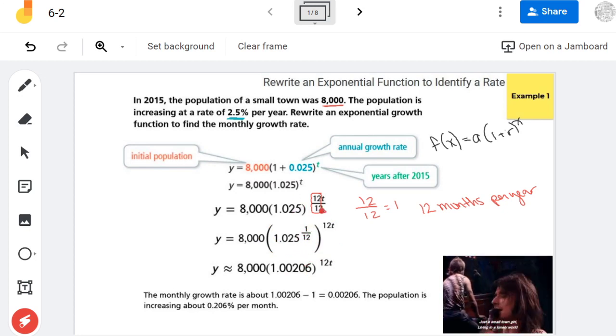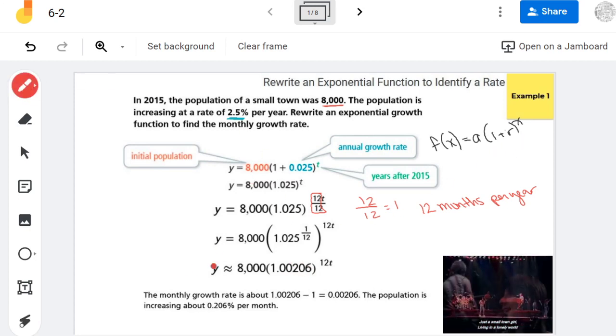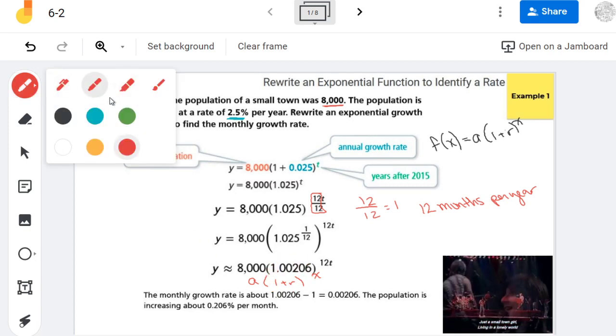So all that they did was they absorbed that root into the parentheses. And then they actually took that root. Now remember, if you think back to our original equation, this is our a, this is our 1 plus r, here's our x. So all that stuff that's in the parentheses is the same thing as 1 plus r.